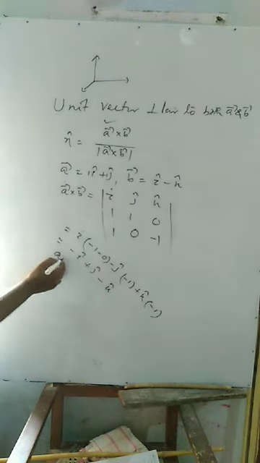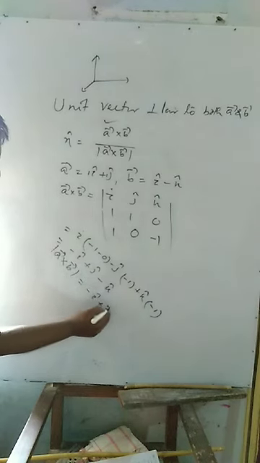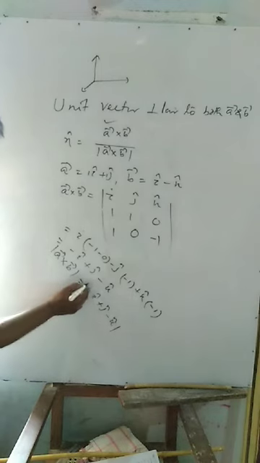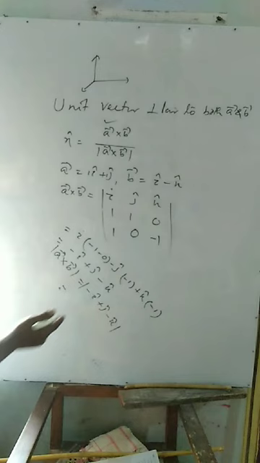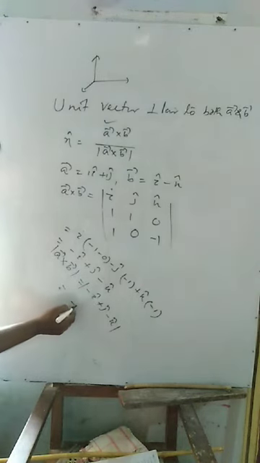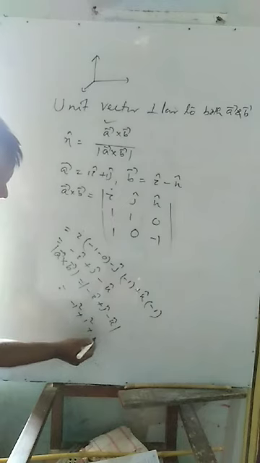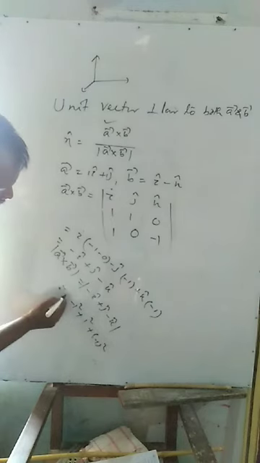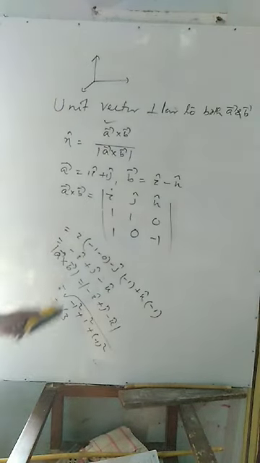Now you find the magnitude of A cross B. The magnitude of minus i cap plus j cap minus k cap: how to find the magnitude? Here it is minus 1, so minus 1 squared, here it is 1 squared, here it is again minus 1 squared. Root over this, so root 3. So the magnitude of A cross B is root 3.